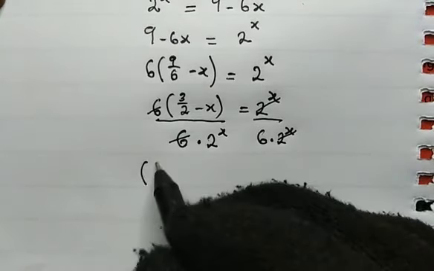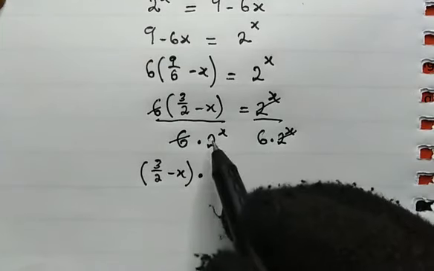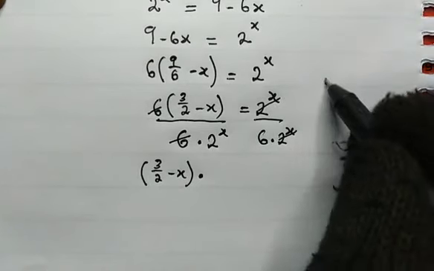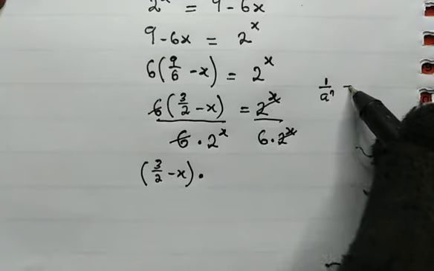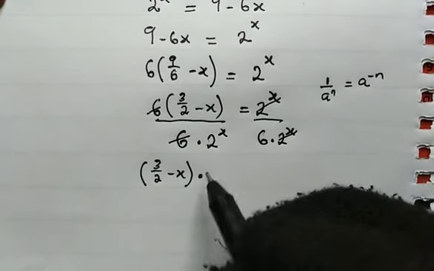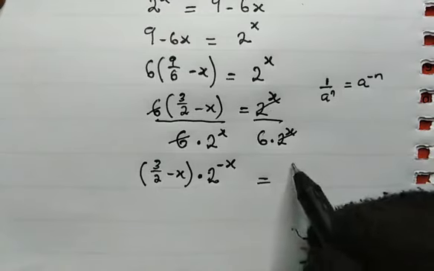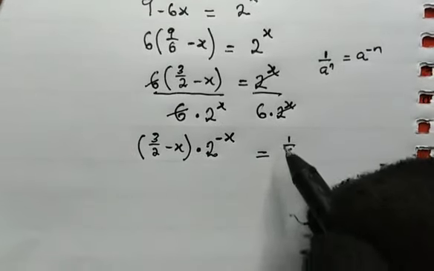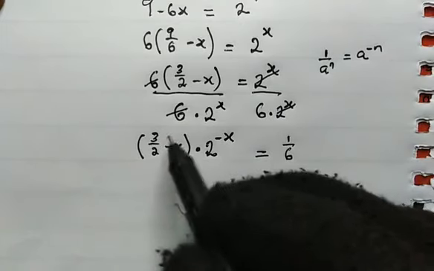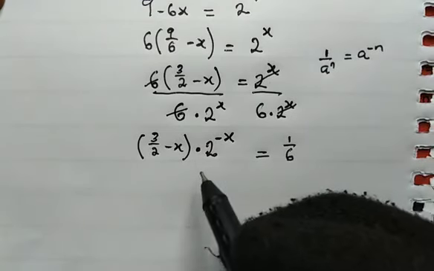So here this is going to be 3 over 2 minus x, then times, remember this, 1 over 2 to the power of x. Let us recall something. We know that 1 over a to the power of n is equal to a to the power of negative n, right? So 1 over 2 to the power of x is same as 2 raised to the power of negative x. And from this side, this is equal to 1 over 6. Okay? Now we're trying to make this whole term in this bracket to be equal with the power of 2 here. So what are we going to do?